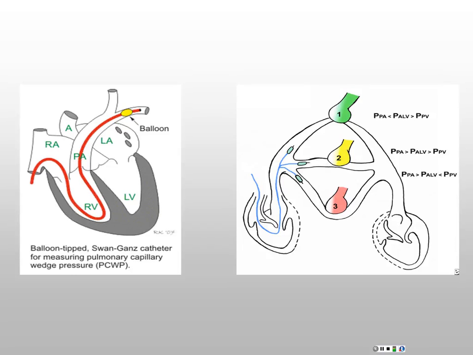When you inflate it and occlude the blood vessel, you will have a continuous column of blood from the tip of the catheter to the left atrium. This will be your wedge pressure, which is reflecting the left side of the heart, or the left atrium.